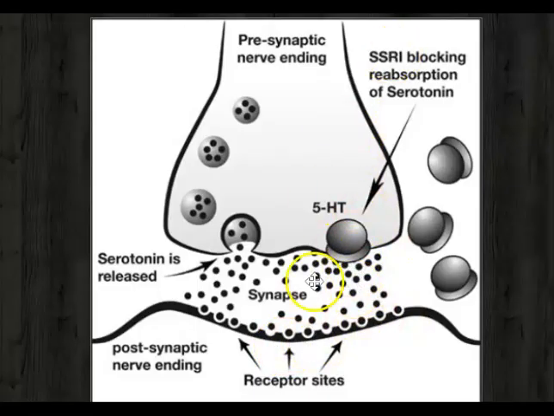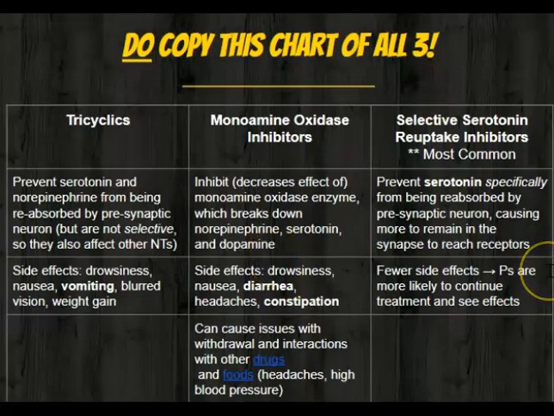But what SSRIs do is block that. They block that so that more serotonin stays here in the synapse, which means more serotonin has the chance to get to the receptor and actually act on your brain and act on your mood and act on all those things that serotonin affects. Now, MAOIs work differently than that. So a monoamine refers to things like serotonin, norepinephrine, dopamine.